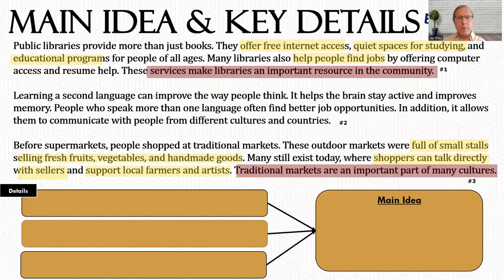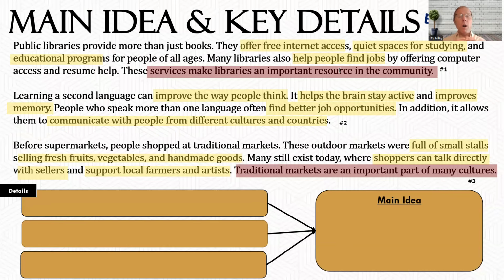So I see a lot of great details here. So learning a second language can improve the way we think. It helps the brain stay active. It improves our memory. It helps us to have better job opportunities, and it allows us to communicate with people from different cultures and countries. So, if I were to put all of those things together, I need to ask myself, what do they all have in common? Well, they all tell me the advantages or the benefits to learning a second language.